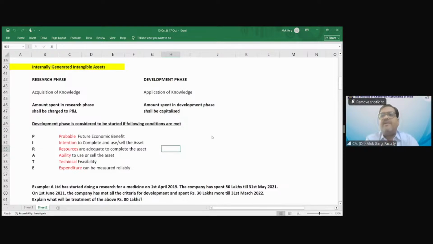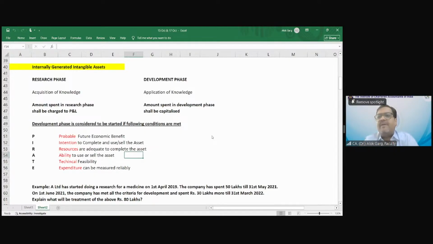At times, companies spend so much money in the research phase that they are left with no money to do the further development. So resources should be adequate. If you have adequate resources to complete the asset, then it is one of the conditions for the further development phase. Ability to use or sell the asset.